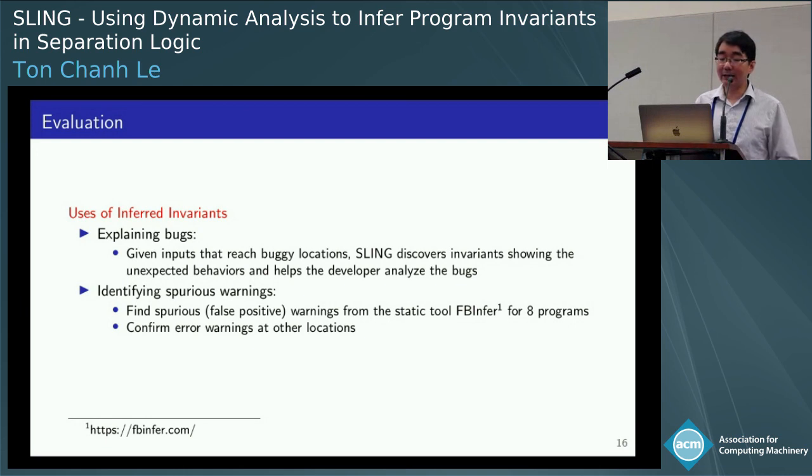The second use of the inferred invariants is to identify spurious warnings from a static tool like Facebook's Infer. So using our inferred invariants, we can confirm the spurious warning from Facebook Infer in a program. And for the other location, the inferred invariants also confirm the error.